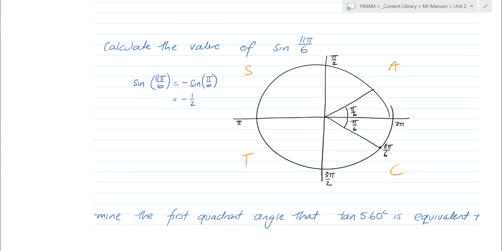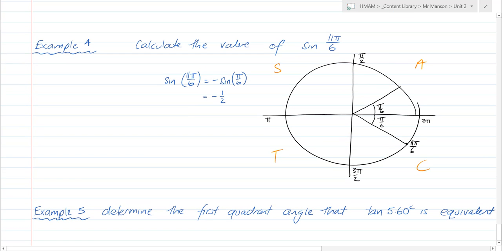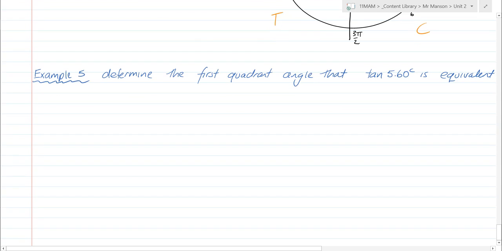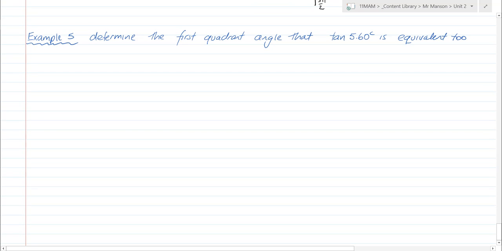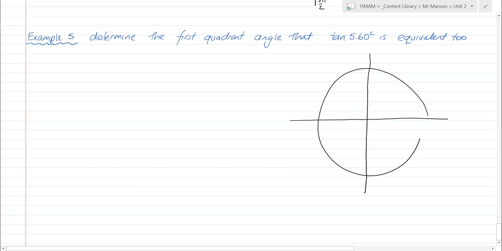And these exact values are a really good way to practice this skill before you have to deal with irrational radians that are hard to determine. Like example 5, for example. Determine the first quadrant angle that tan 5.6 radians is equivalent to. So here's my last question, and I should be able to finish it. I'm going to draw another egg. It is close to Easter after all. It's a spiral. There's my spiral, tan of 5.6 radians.